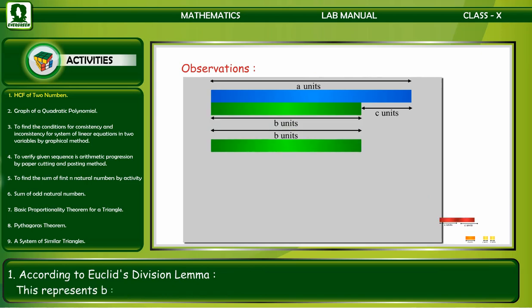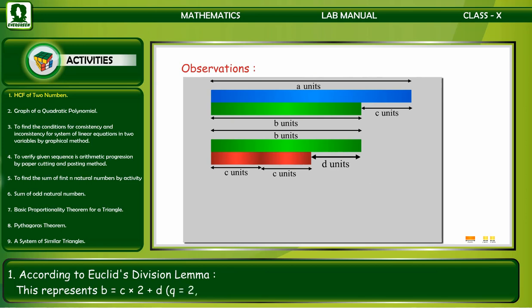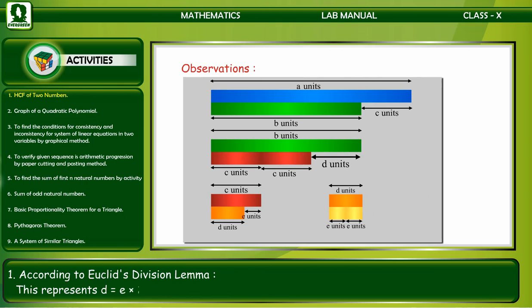This represents B equals C into 2 plus D, that is, Q equals 2 and R equals D. This represents C equals D into 1 plus E, that is, Q equals 1 and R equals E. This represents D equals E into 2 plus 0, that is, Q equals 2 and R equals 0.